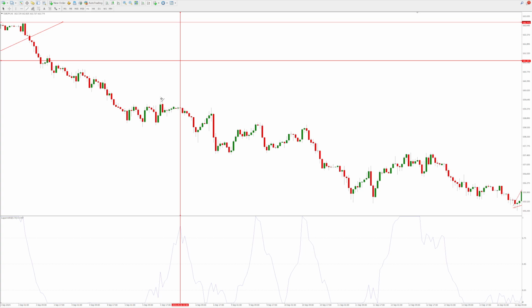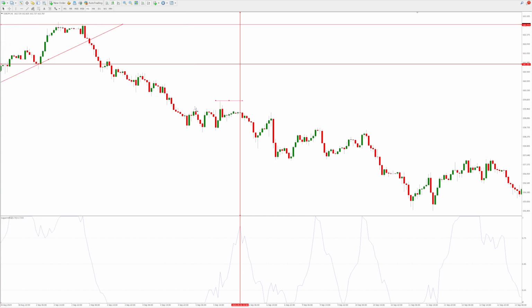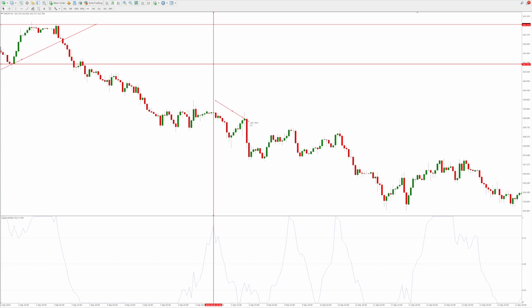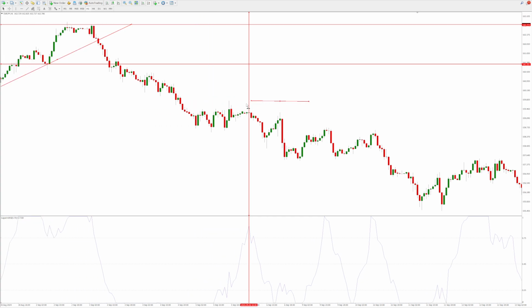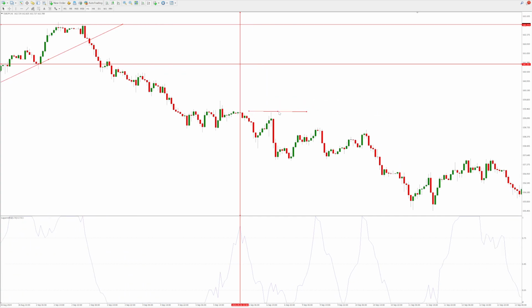With that trade there, stop loss could have been placed just above this recent high, and then as price was falling down, we could have moved our stop loss above this level, this level, this level.